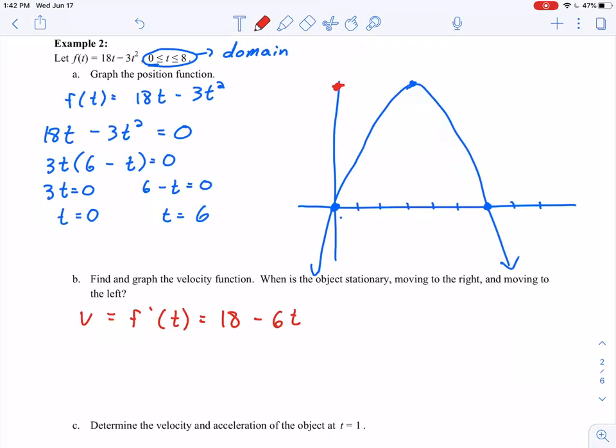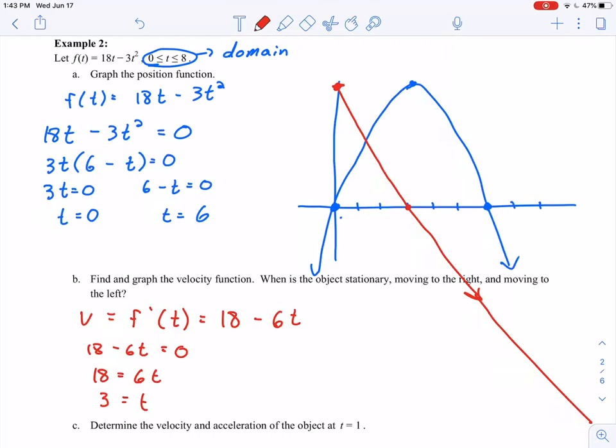So just like I did earlier, I'm going to find the t-intercept. I'm going to take my function, 18 minus 6t, set it equal to 0, and solve. So 18 equals 6t. It intersects at t equals 3. So that means it's crossing the x-axis, or the t-axis, excuse me, right there. And our velocity function looks something like this. We can't graph it over 0 to 8, but we're kind of running out of room at that point.